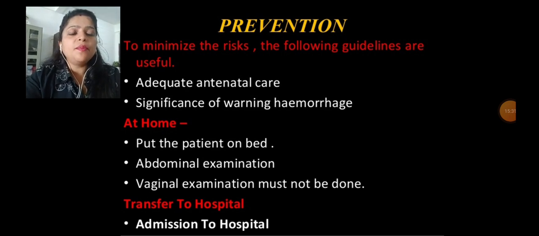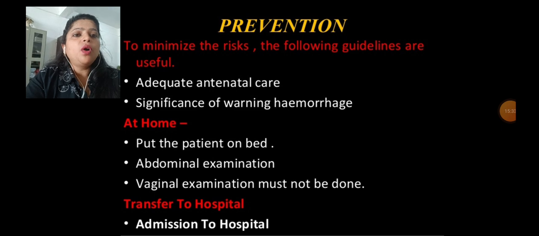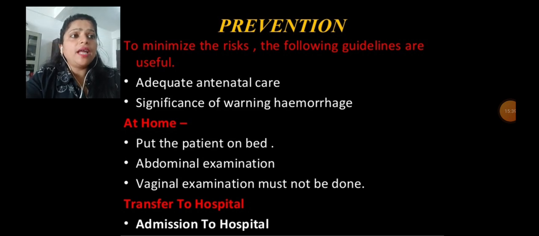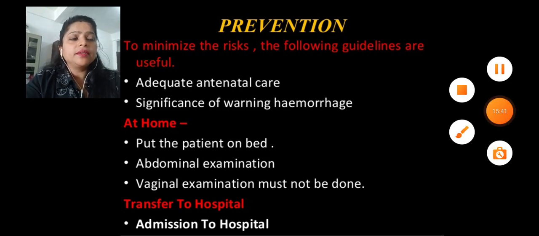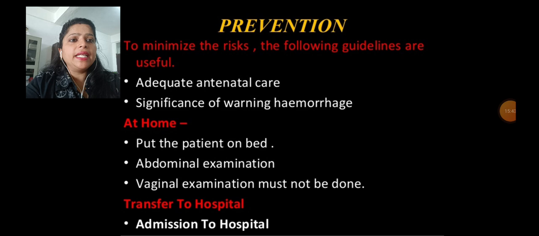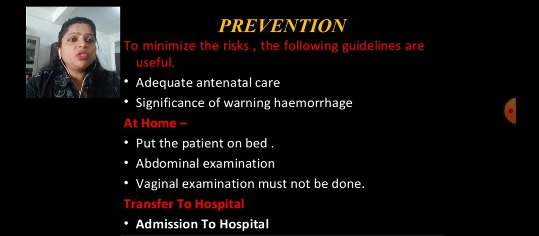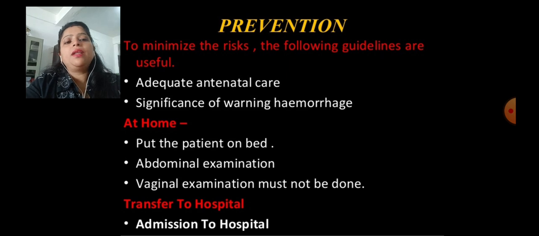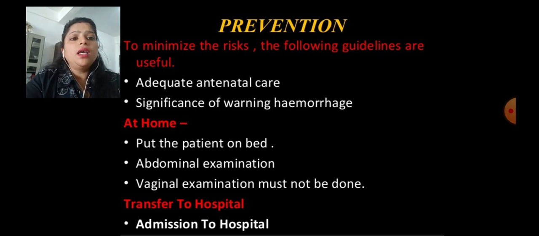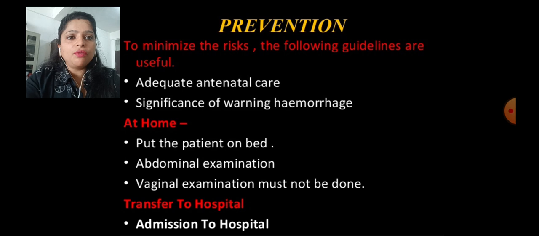Second one is abdominal examination. Through abdominal examination, we can find out where the placenta is being implanted, where it is being seen, and all those things. Then comes vaginal examination. Vaginal examination must not be done. Why should vaginal examination not be done? Because the placenta is placed in the lower uterine segment, so if we do any sort of vaginal examination, there are chances of bleeding, which may again worsen the condition of the female.